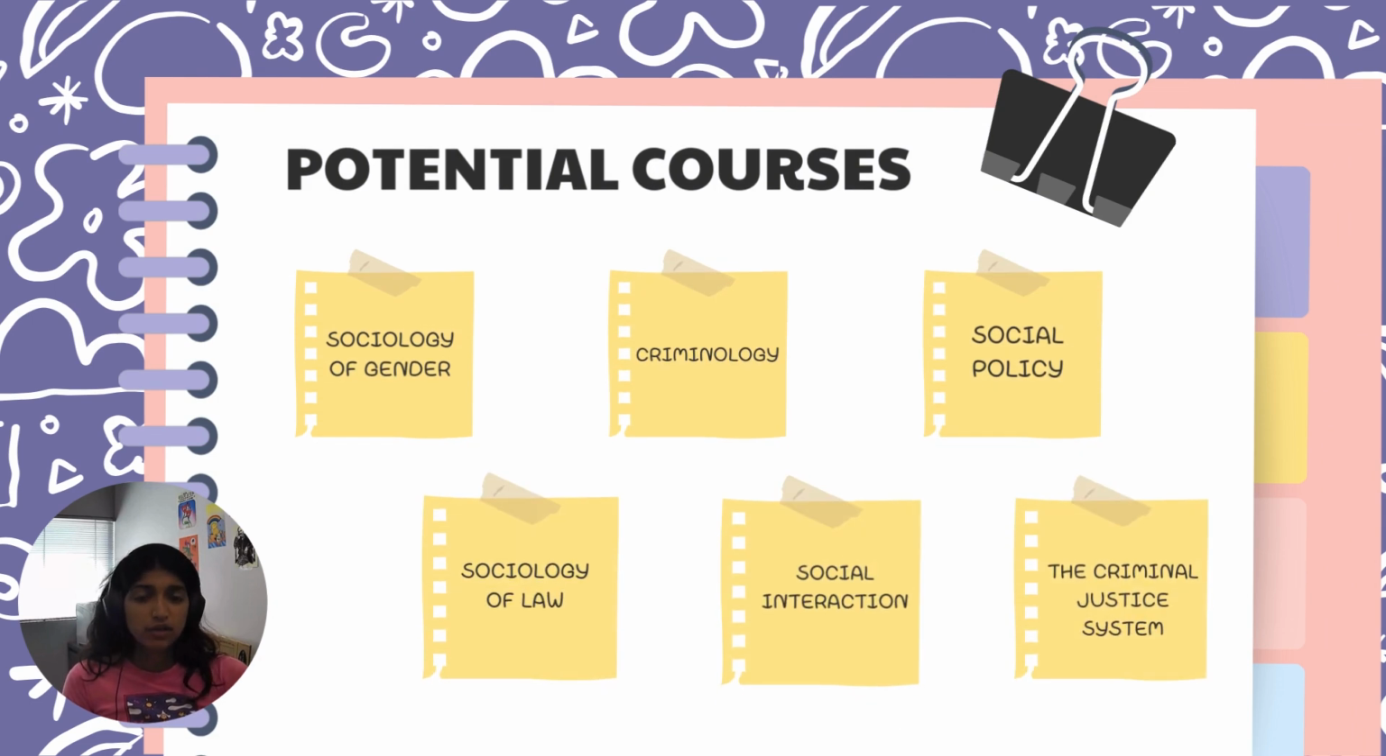Okay, and here's a list of just a few of the potential courses that we'll be taking. This is definitely not a comprehensive list. We'll go into some of the requirements later on, but just some courses that you might take that sound interesting are sociology of gender, criminology, criminal justice system, and then you can see the other few on here as well.